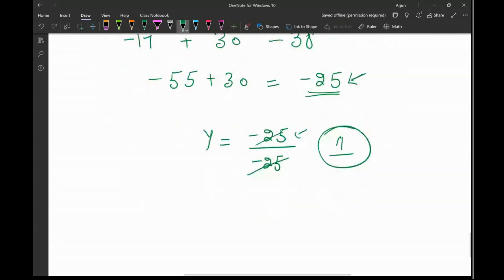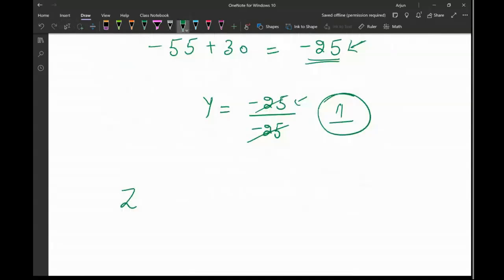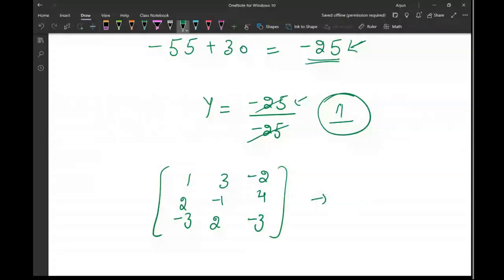Same thing we're going to do to find out the z value. So to find out the z value, I will first of all write the matrix one more time. 1, 2, minus 3, and 3, minus 1, and 2, and then minus 2 here, 4 here, and minus 3. This was the given matrix for which I got the determinant value as minus 25.